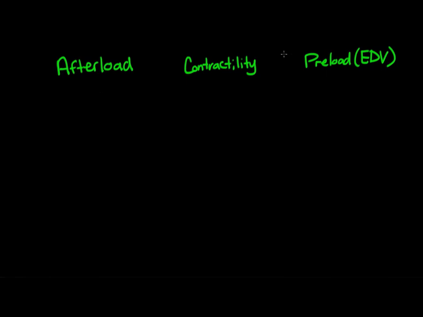And what I'm going to do here is make a little line separating preload from contractility and afterload. And we'll see why I do that in a second, but it's because they cause different types of heart failure. So what happens when things go wrong?